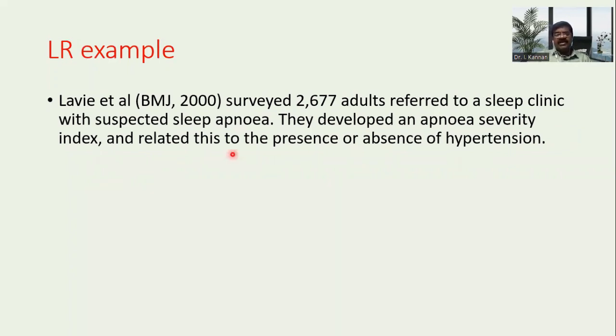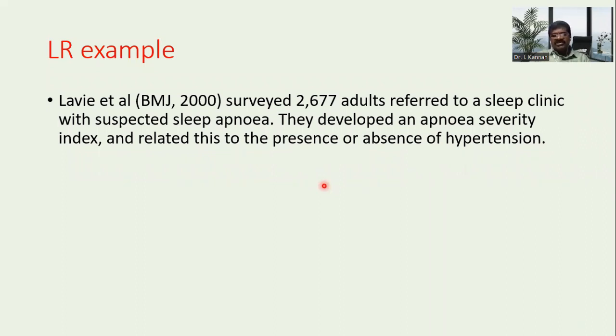A survey is conducted among adults who are referred to the sleep clinic. They look at the severity index with the presence or absence of hypertension. Here the severity index is the independent variable, which is continuous data, and the dependent variable is whether the hypertension is present or not. This is nominal, categorical data. So you have to perform the so-called logistic regression.